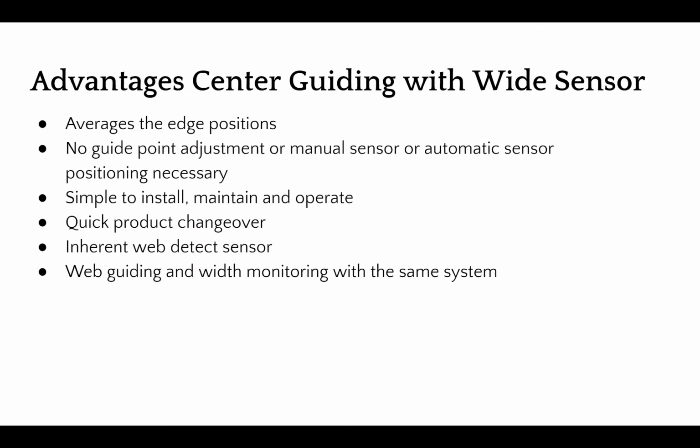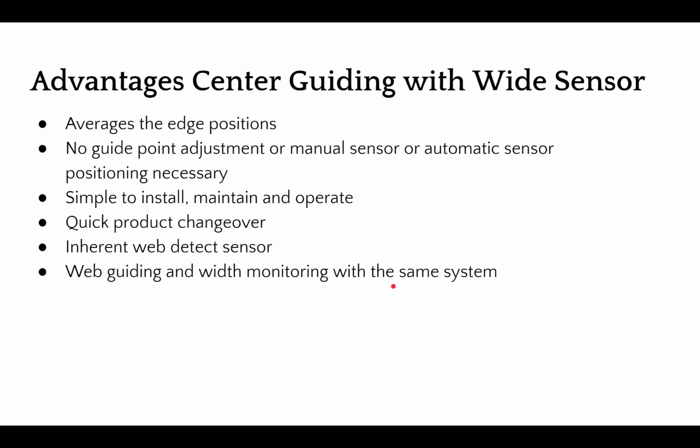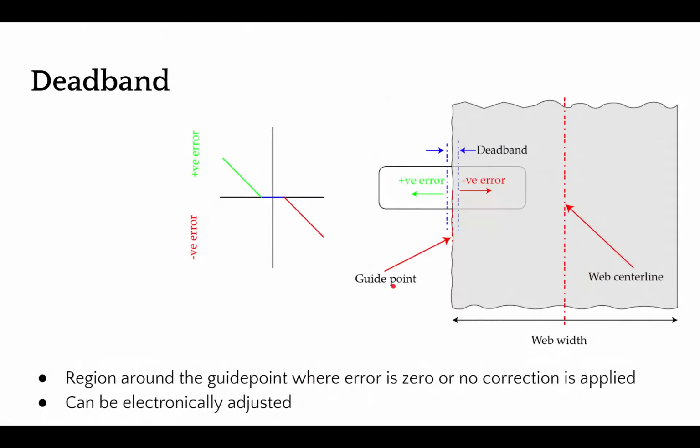Technically, if you have two sensors on either side of the web, it is an inherent web detect sensor, so you don't really need another sensor to say if there's a web present or not. And then you can also do width monitoring at the same time. Web guiding and width monitoring can be done at the same time with this kind of system.